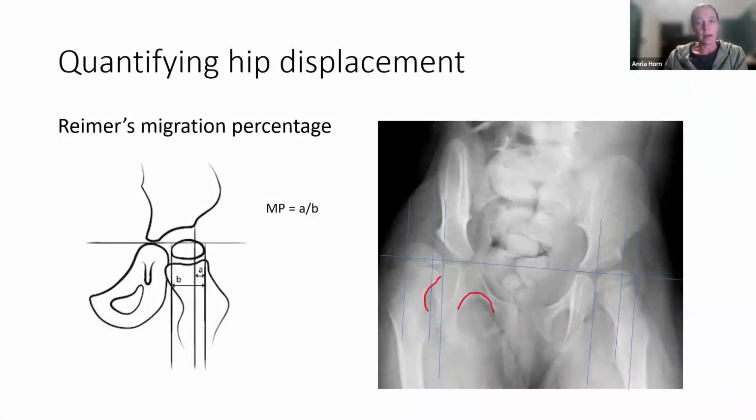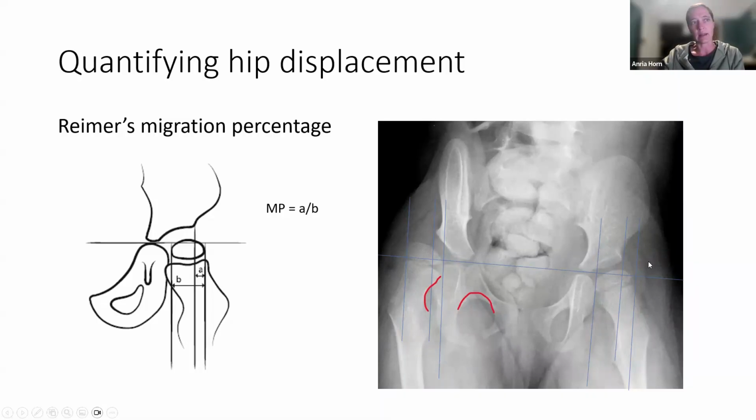How we quantify hip dysplasia or hip displacement is with Reimer's migration percentage. And the drawing of the lines and the measuring does tend to overcomplicate the matter a little bit, and this is the correct way of doing it. But essentially, it is the percentage of the femoral head that is outside of the joint. But this is how you measure it.